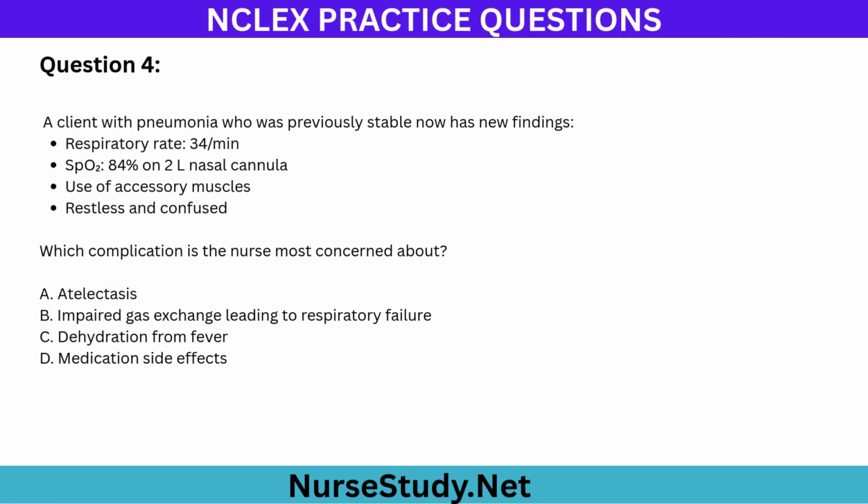Question 4. A client with pneumonia who was previously stable now has new findings. Respiratory rate 34 per minute. Oxygen saturation 84% on 2 liters nasal cannula. Use of accessory muscles. Restless and confused. Which complication is the nurse most concerned about? A. Atelectasis. B. Impaired gas exchange leading to respiratory failure. C. Dehydration from fever. D. Medication side effects.